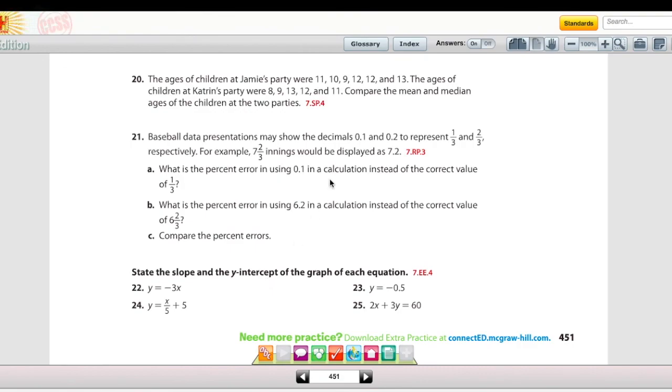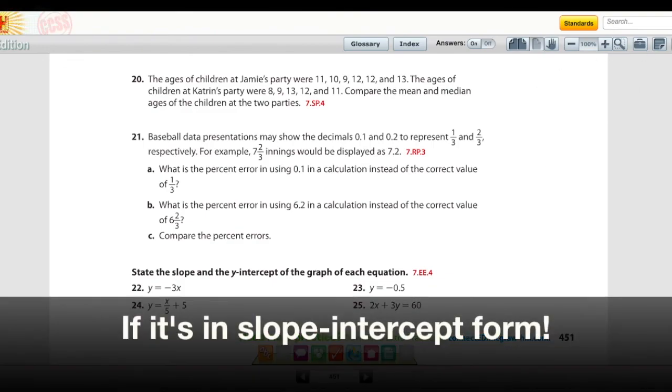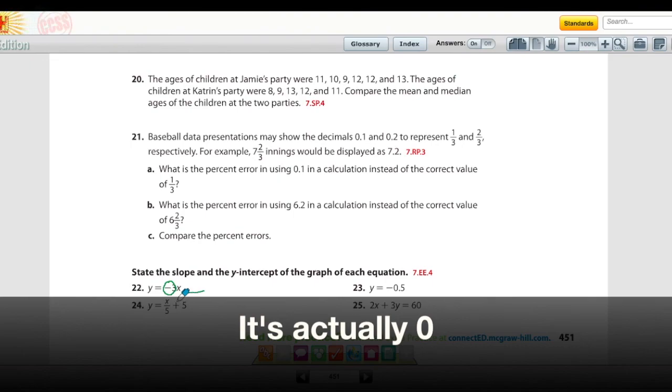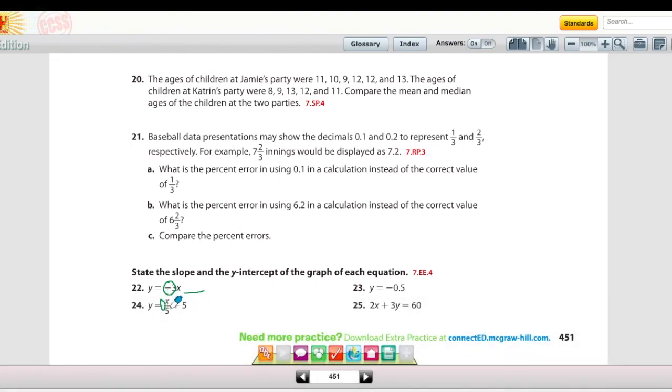Just a refresher, the slope is the coefficient of the x. So in this case, the slope is -3, and there's no y-intercept. The slope is what's in front of the x, so this would be 1/5 for my slope, and my y-intercept is 5. Notice that you have y equals -0.5, and there's no x value, so we have a horizontal line, and a horizontal line has a 0 slope, and it crosses the y-axis at -0.5.